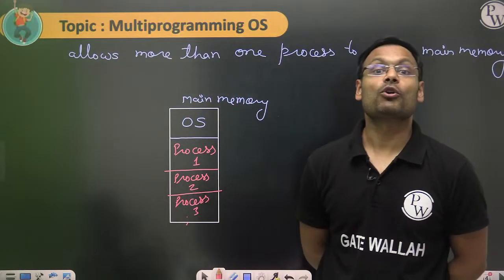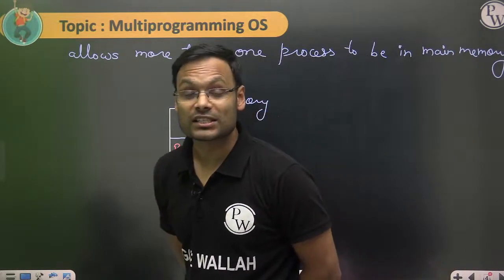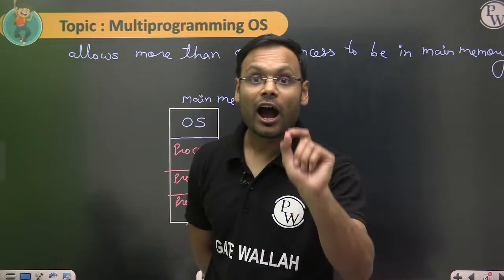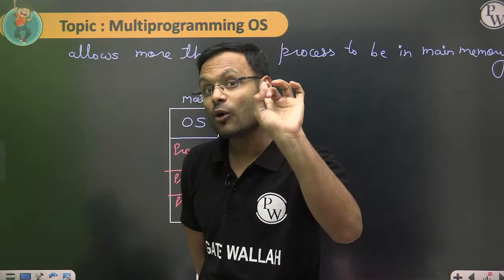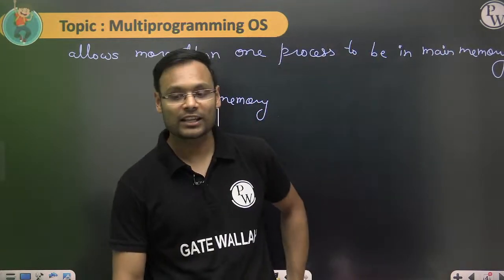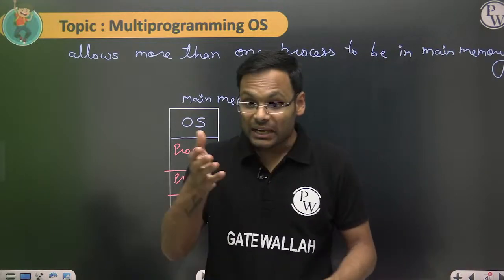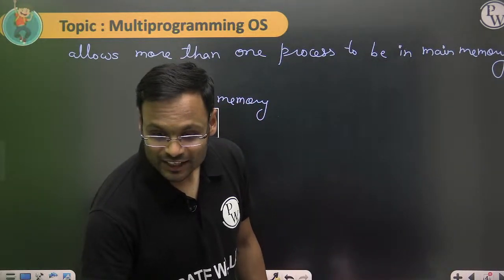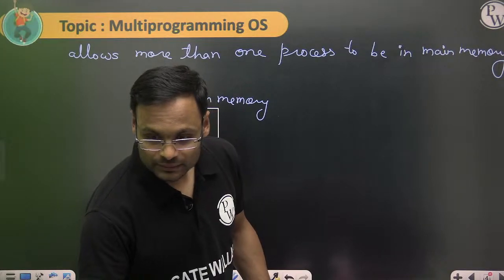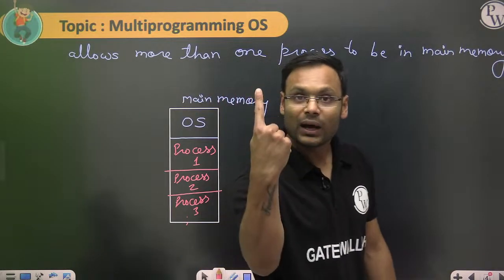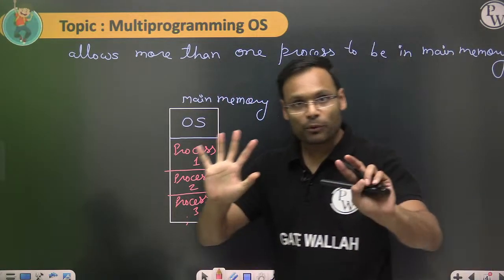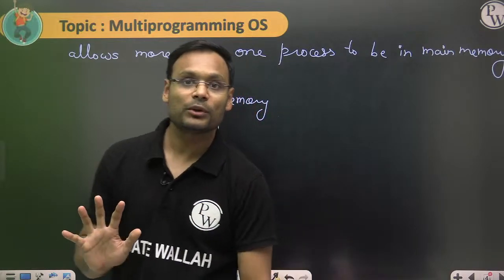How many number of processors you have in your computer system? I am not saying how many cores. I am saying how many processors, how many CPUs are there in your computer system. You tell me. Type. How many processors are there in your computer system? One. Only one processor is there. One CPU is there in your computer system.